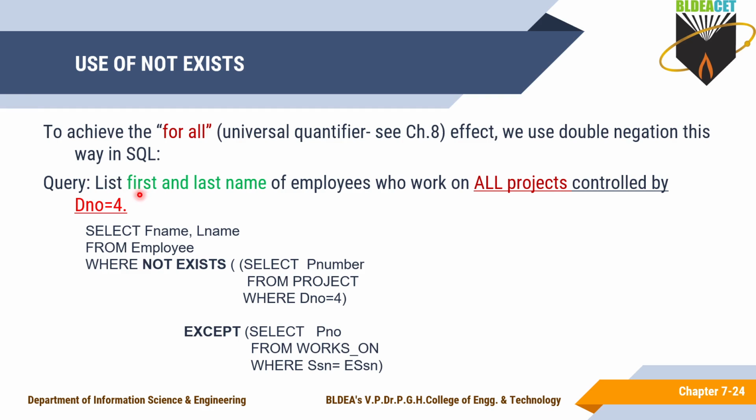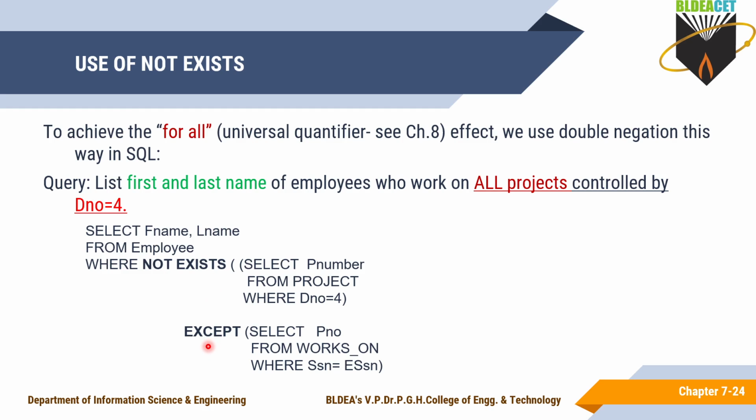So here the query is: list the first and last name of all employees who work on all projects controlled by department number 4. Department number 4 controls some projects, so those projects are retrieved first, and after that, from the project numbers you get, you want to retrieve the employees who work on all the projects controlled by department number 4. For retrieving that you can use not exists and except.